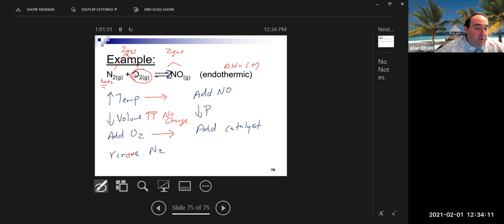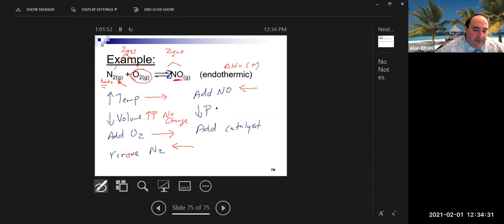We're going to remove N2. When we remove something, it goes towards it. And since that is a reactant, it would cause it to shift towards it. Adding NO would be adding a product, add away, so that would also cause it to shift to the left.